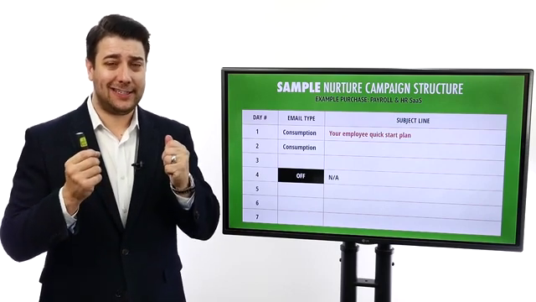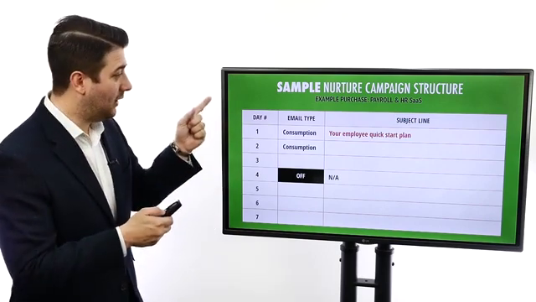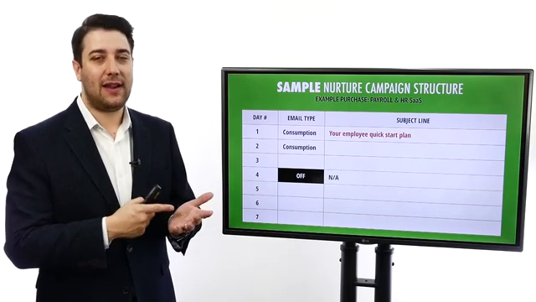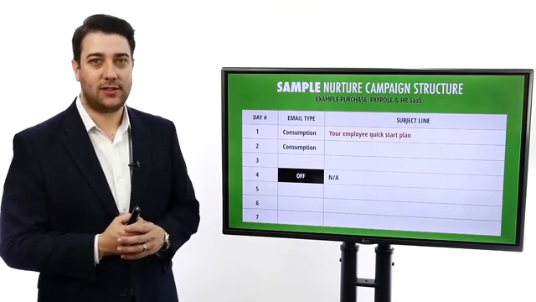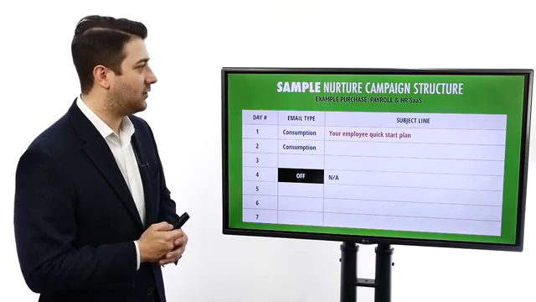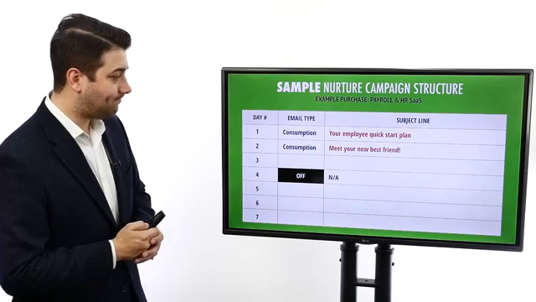My conversion is consumption at this point. So consumption, first email, your employee quick start plan. Give them 4 or 5 quick wins, quick things to do so that they can start using the service or the software.